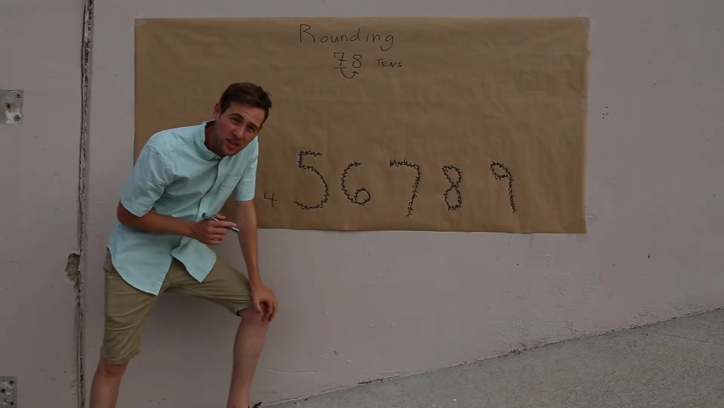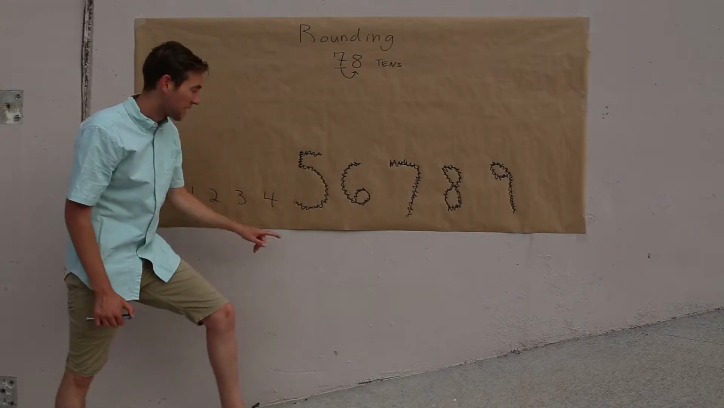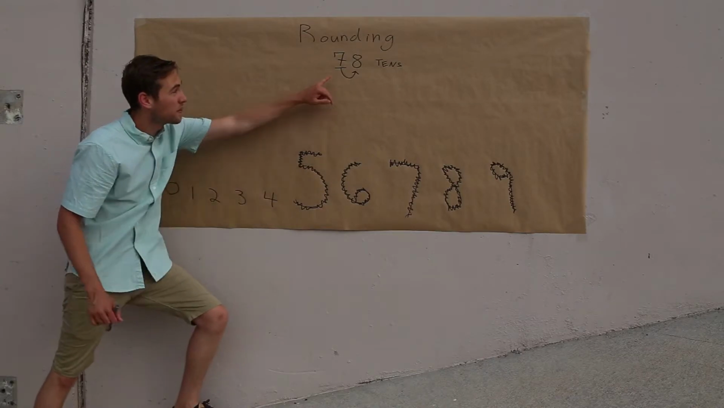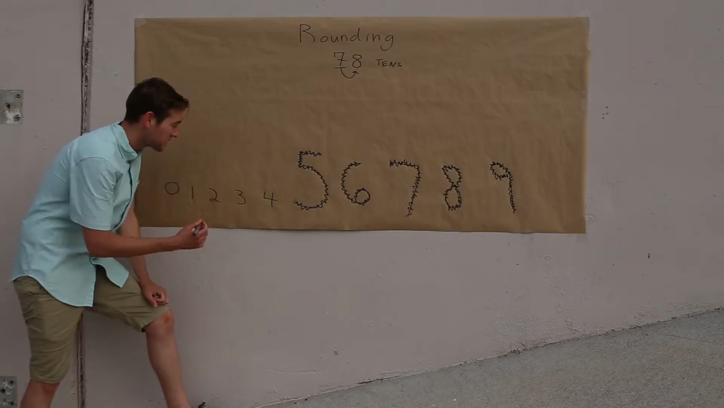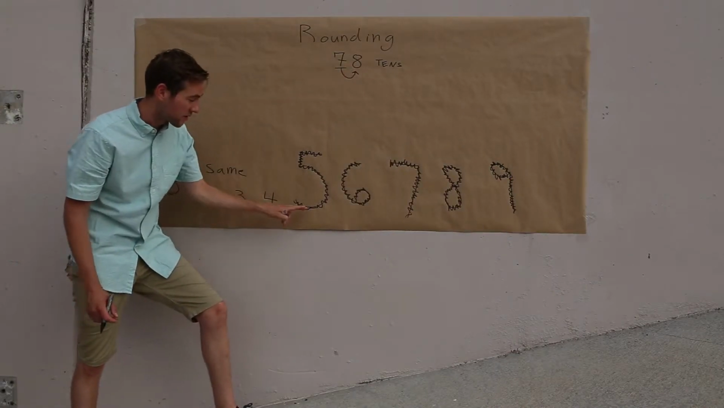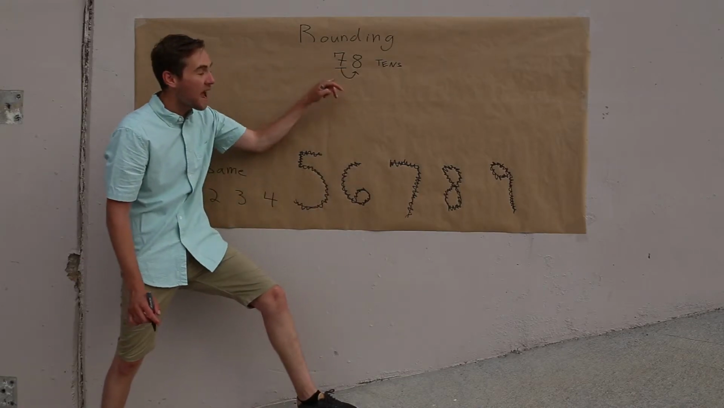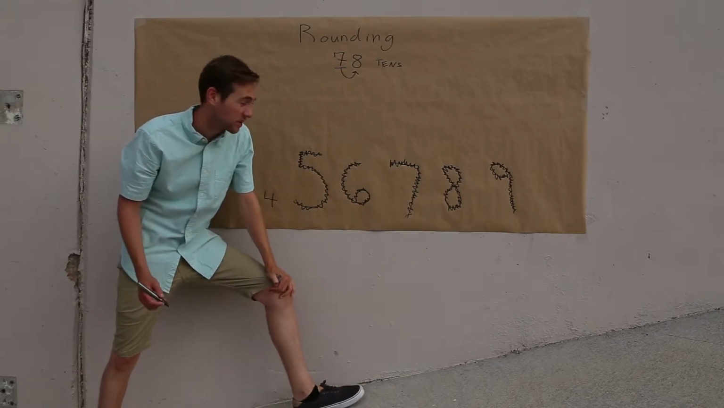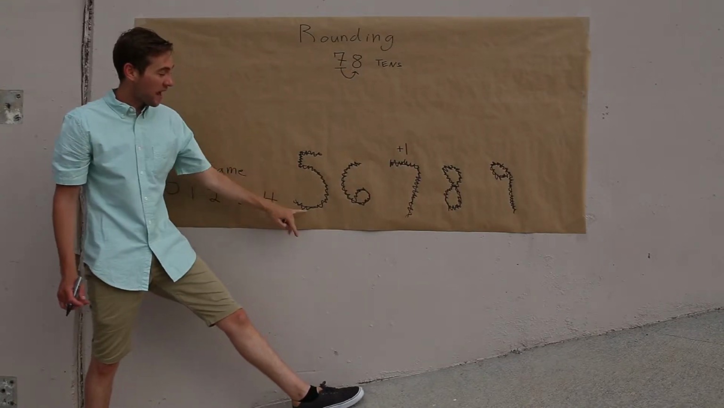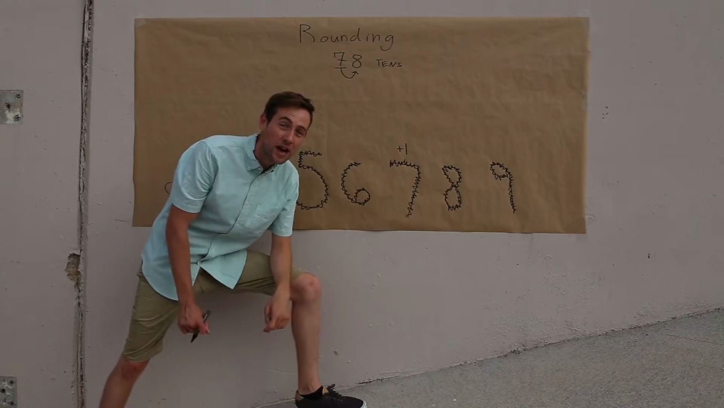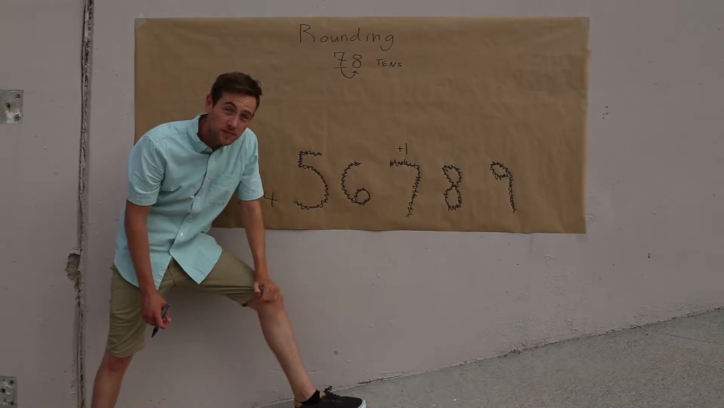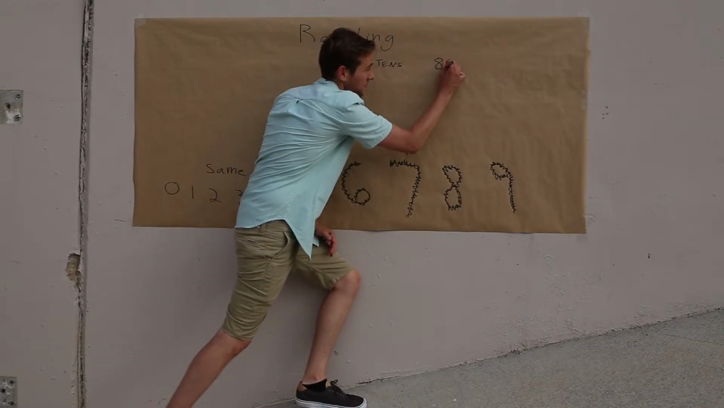Now, whenever we look at the neighbor, if the neighbor is less than 5, if it is 0, 1, 2, 3, or 4, the number we underlined, the place we're rounding to, stays the same. If the neighbor is 5 or greater, we need to add 1 to the place we're rounding to. So in this case, we have 8. 8 is greater than 5. So we must round up. We must change 78 to 80.